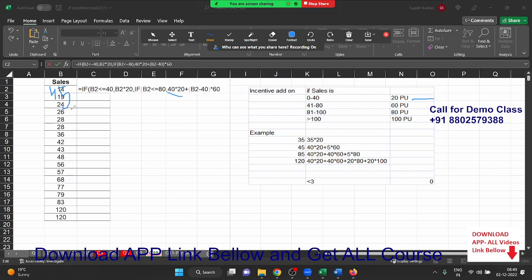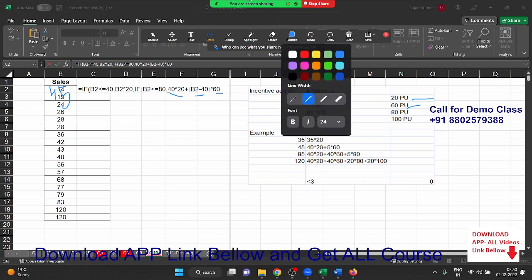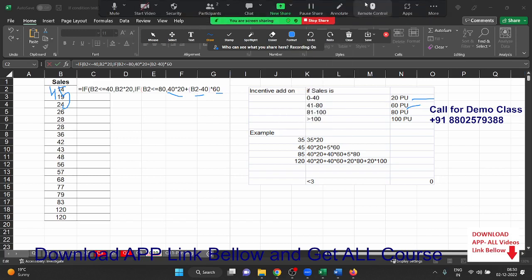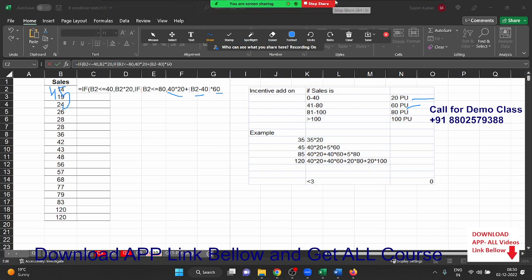Now we want to calculate the 5. 5 is in slab 2, it means 41 to 80. So we minus the 40 and we get the 5 and multiply by 60, because slab 2 is 60 rupees per unit. Only one: B2 minus 40. Now B2 minus 40, because we have given the 40 at 20 rupees, so we want to give the 60 for the rest of the 40. Rest of the 40, right?